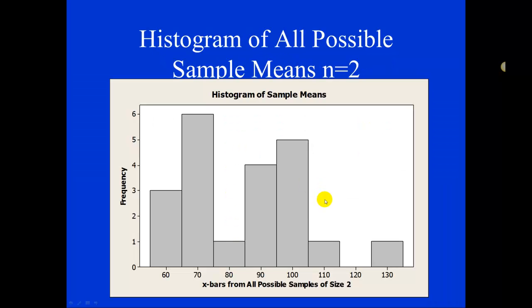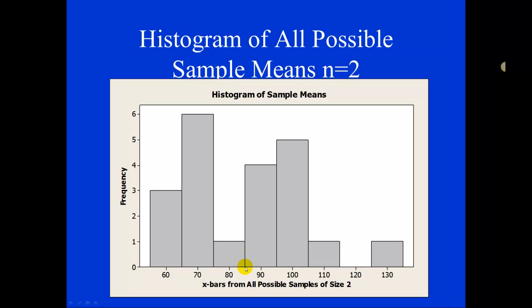So here's what the sampling distribution looks like for all those sample means. It's basically just a histogram of all those possible sample means that you could get taking a sample of size 2 from that population of the original 7 children. If you recall, the actual mean of the population was 84.9. That was really close to 85, right in here where I'm pointing.